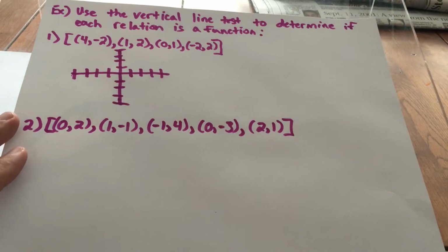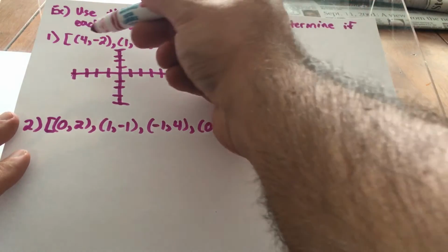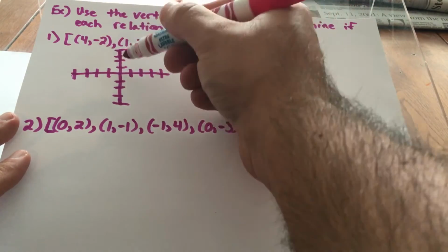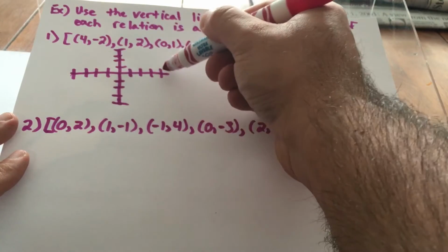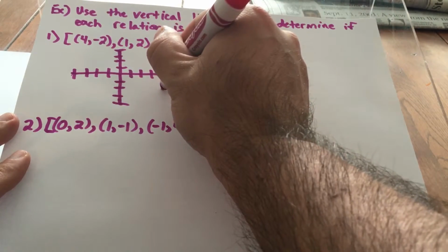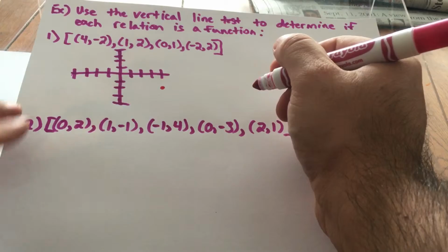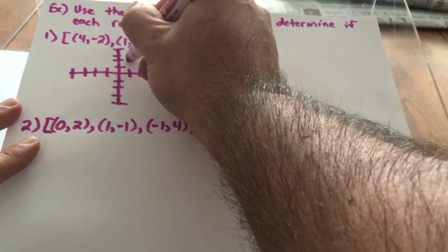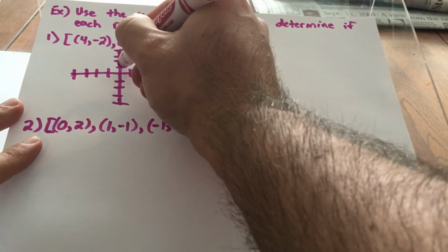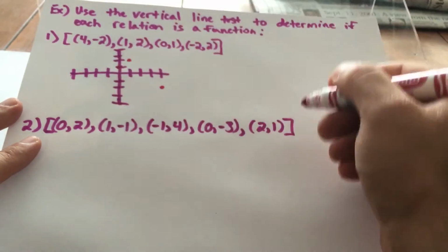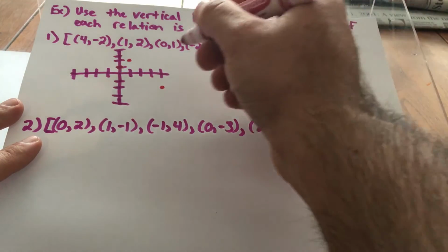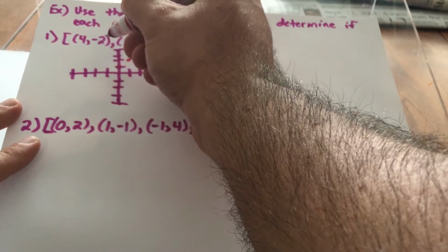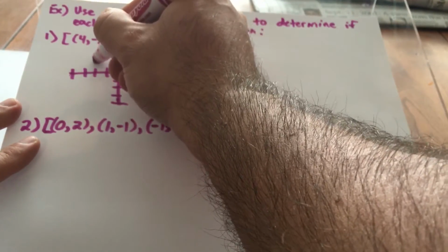So we're making a sketch of this graph. If we plot the points, remember the first number tells us the distance right or left, and the second one is up and down. So if we go over 4 and then down 2, there's our first point. If we go over 1 and up 2, there's our second point. Over 0, up 1, that's on the y-axis, that's that point right there. And then left 2, up 2, and there's your next point right here.